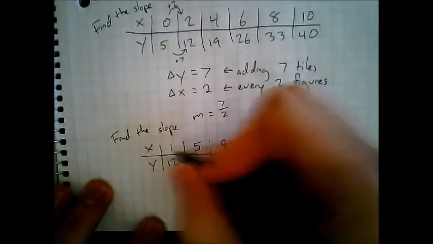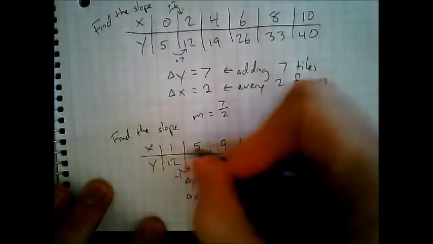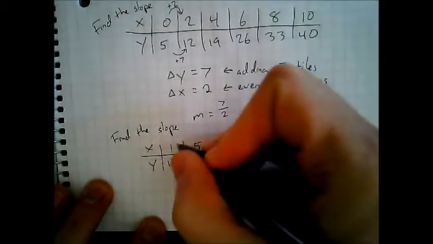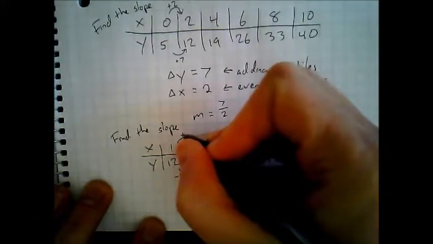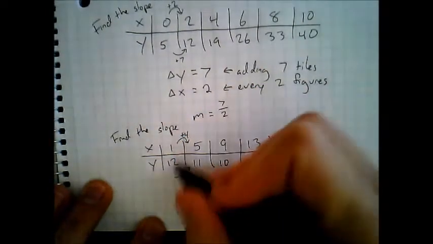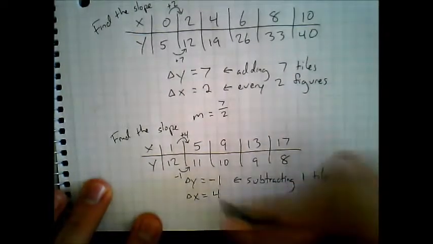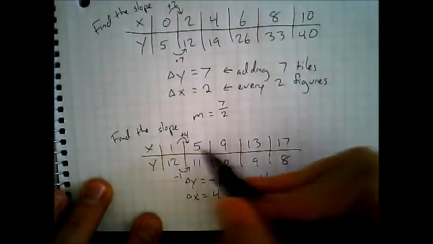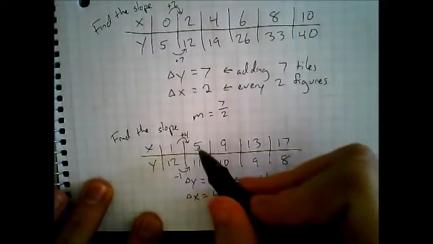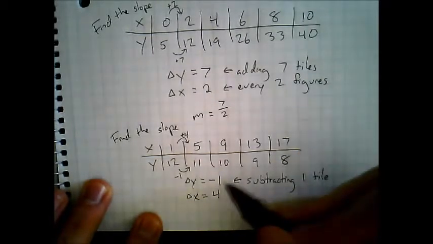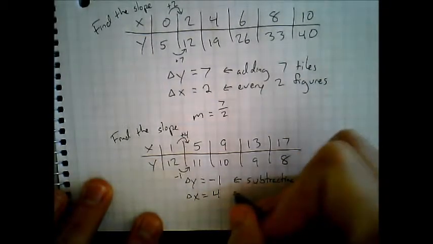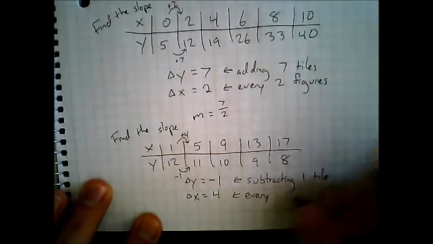So for our x's, we go from 1 to 5 to 9 to 13. We see that we just keep adding 4. We're going every 4 figures, or every 4 weeks, or every 4 days. So our delta x equals 4. We're going from day 1 to day 5 to day 9, or from figure 1 to figure 5 to figure 9. So we're subtracting 1 tile every 4 figures.